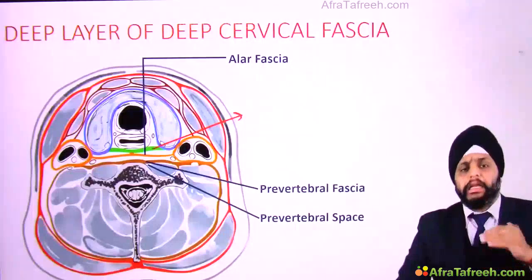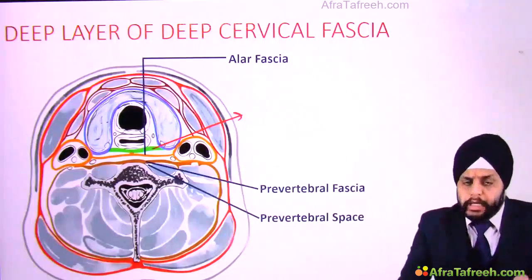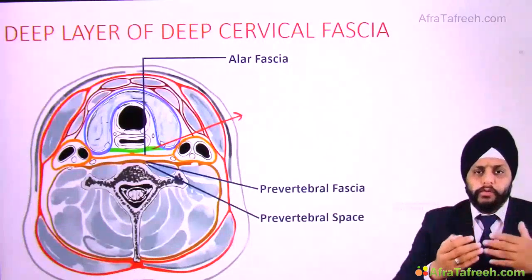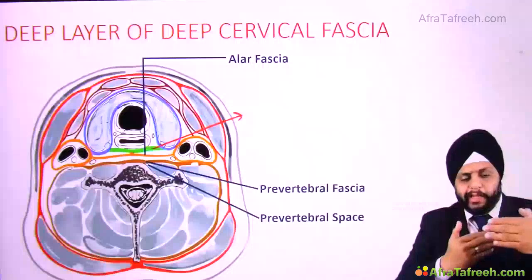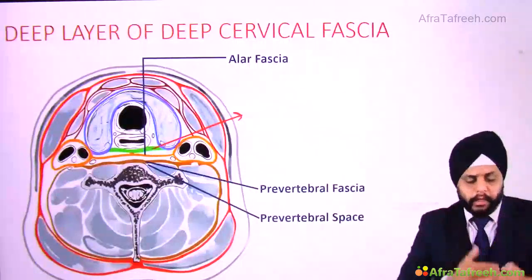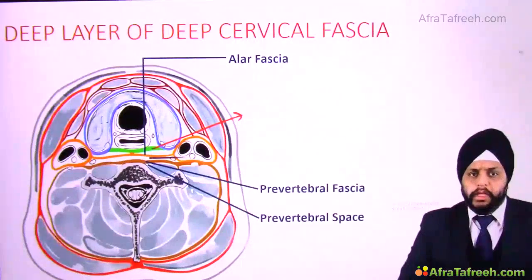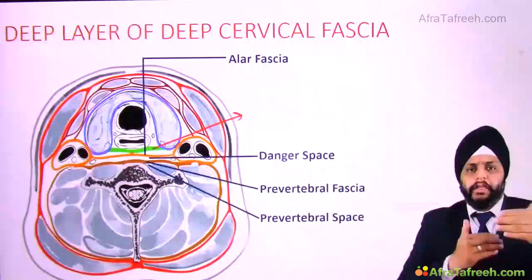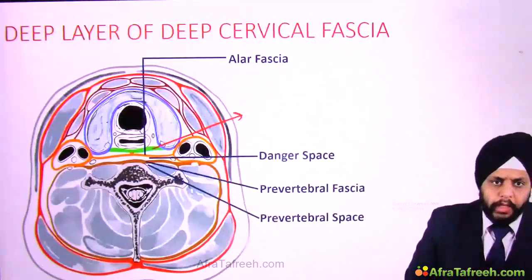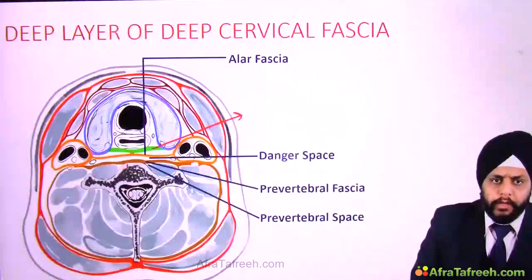This is anterior to the vertebra, but it is behind the prevertebral fascia. So don't be confused. This space is between the vertebra and the prevertebral fascia. Then you see, between the alar fascia and the prevertebral fascia, we have a space over here.